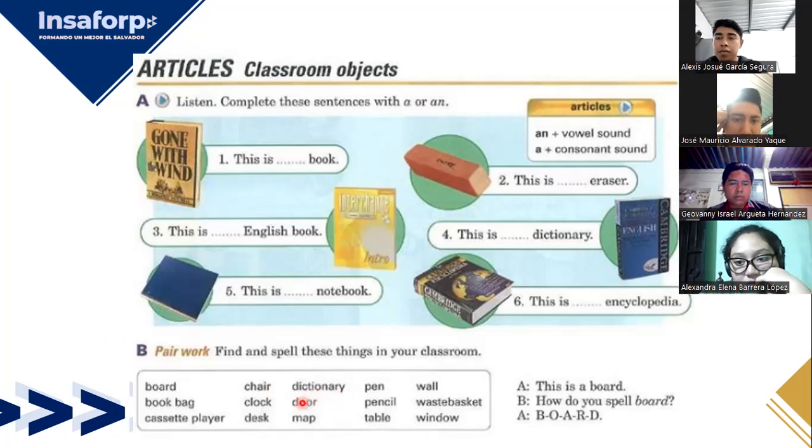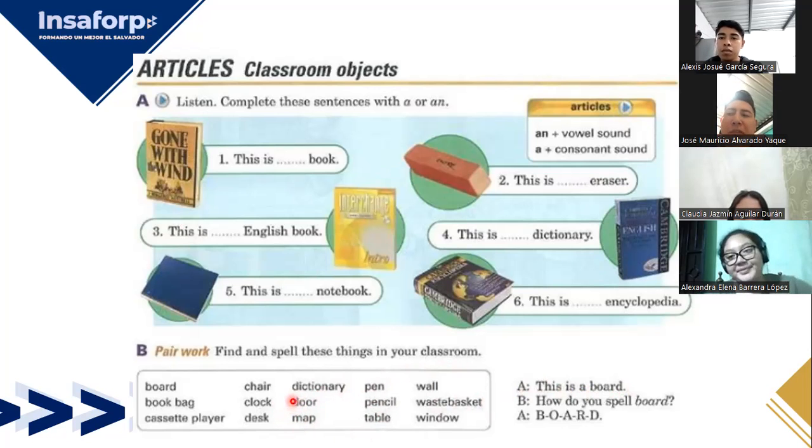Giovanni Israel. Hello, Giovanni. Could you help me with this one that we have right here? Remember how your classmates are doing the exercise. You're going to tell me, this is a door. In this case, you have a consonant. If you have a vowel, you're going to tell me, this is an... But in this case, I think all of these ones are consonants. Help me with the word door. This is a door.